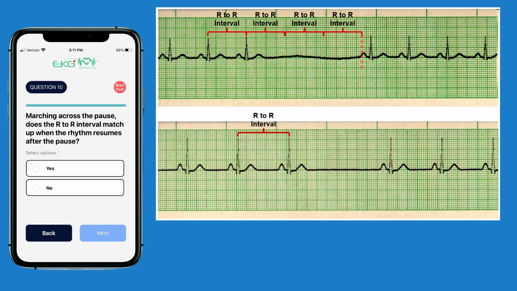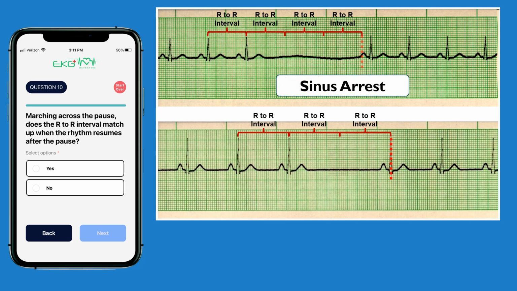And looking at this pause here, when the rhythm picks back up, the R to R interval does not match up. Whereas the ECG on the bottom here, when we take that R to R interval and measure it across the pause, when the rhythm picks back up, we actually do match up with the QRS complex. So looking at the top example, since the QRS complex does not match up when it resumes, that would make it a sinus arrest. Whereas if the R to R intervals do march out, that would make it a sinus exit block.